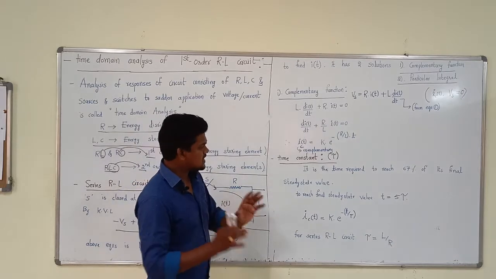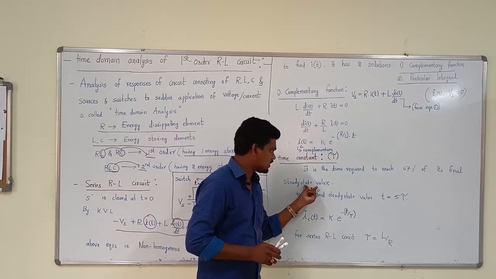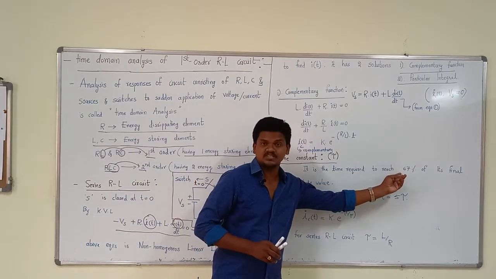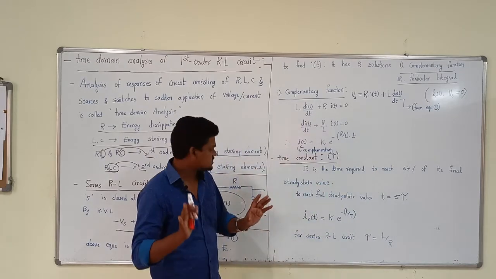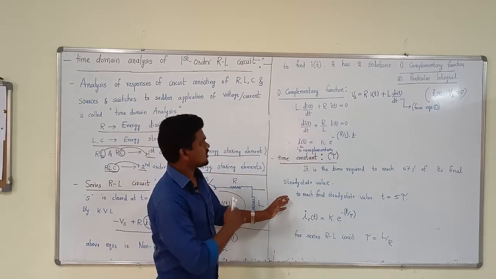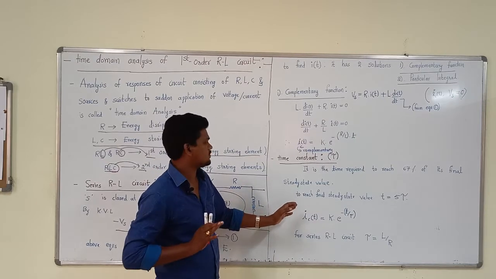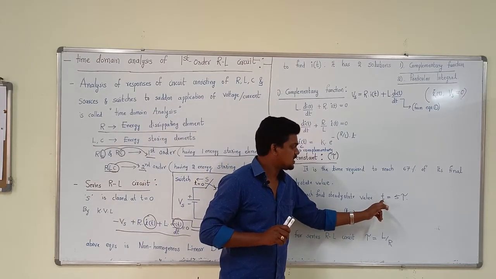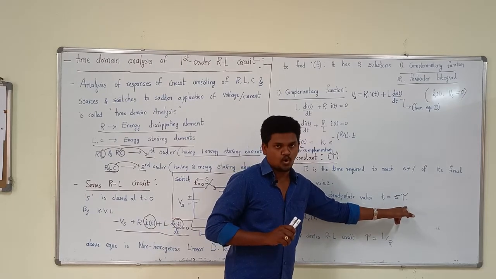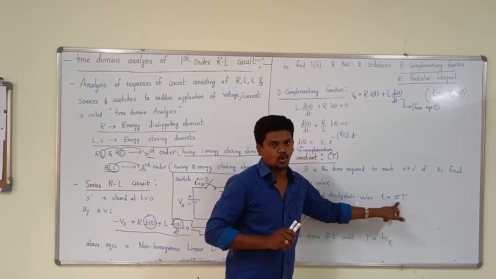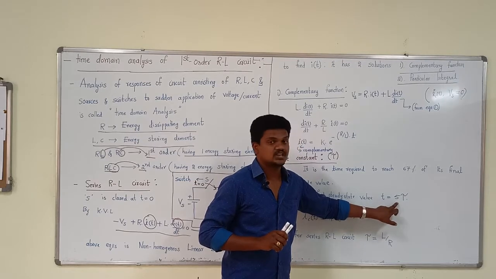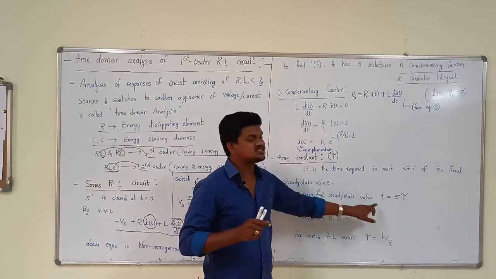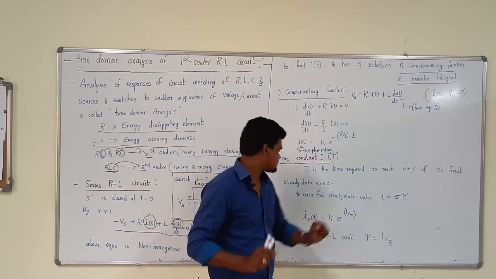And I will clearly explain what the final steady state value is and what 67% is. Just keep in mind, and after the completion of this, you will clearly understand, right? But to reach the final steady state value, t equals 5 into tau. After 5 time constants, the quantity will reach the final steady state value.